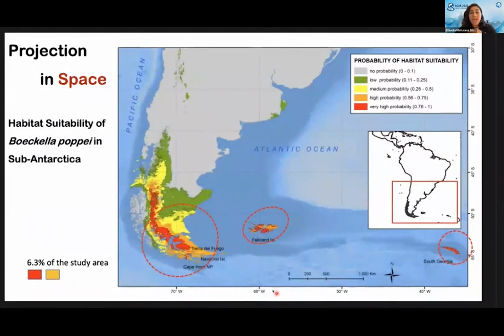The high and very high probability, which represent 6.3% of the study area, is concentrated in three main locations: South Georgia, the Falkland/Malvinas Islands, and the southern part of South America, mainly in the Strait of Magellan, Beagle Channel and Tierra del Fuego.